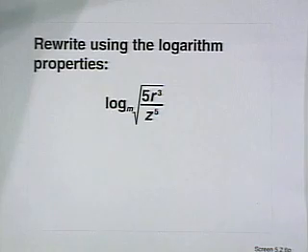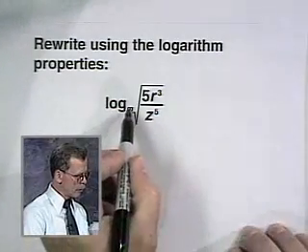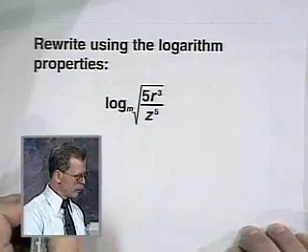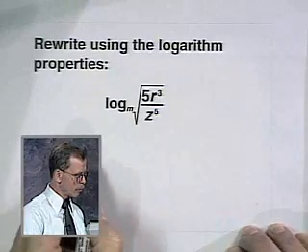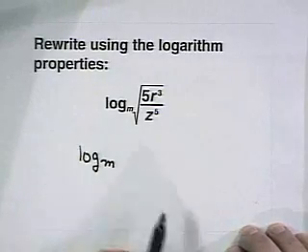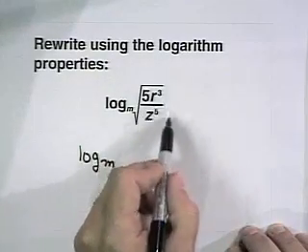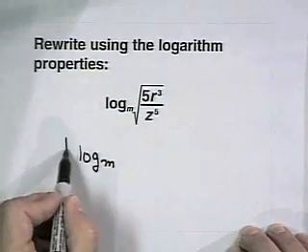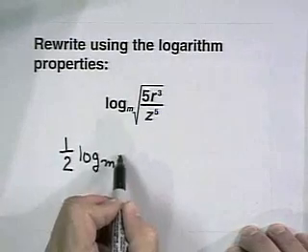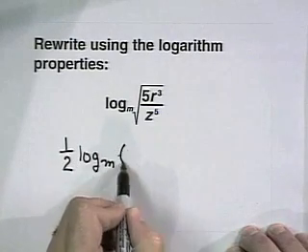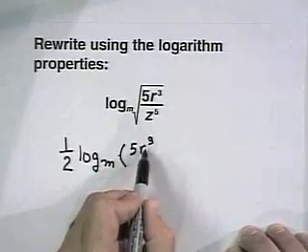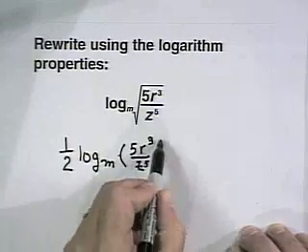Let's see how you did. We have the square root, which is the 1/2 power. We have a log base m. The square root is the half power, so the whole thing is 1/2 power. Let's put that 1/2 out there, and we'll now have 5r cubed over z to the 5th.